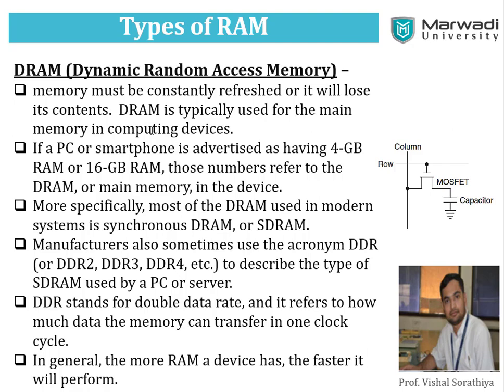Now more specifically, DRAM is used in modern systems as synchronous DRAM, or SDRAM. Generally, you have heard about DDR3, DDR4, so there are different kinds of DDR as per the requirement of the processor. In general, the more RAM a device has, the faster the performance you can get. This is the basic unit cell of the RAM, where the MOSFET, capacitor, and this row and column are used to assign the data to store in this particular MOSFET.